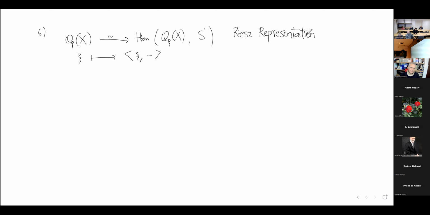And which topology does Q_p of X have there? It was defined. The usual. Yeah, product topology. Okay, perfect.